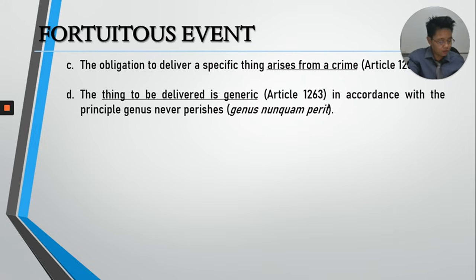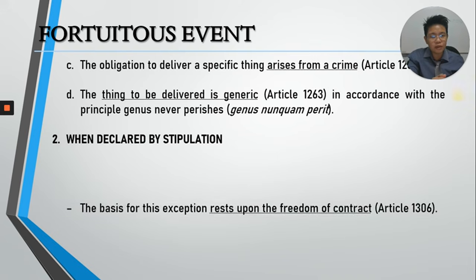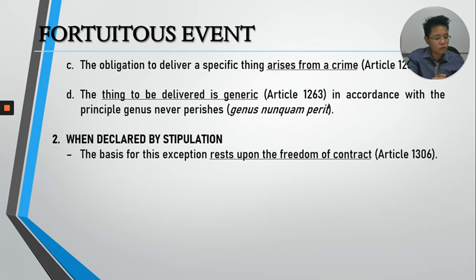So, number 2, when declared by stipulation. So, yung basis here for exception is because of the stipulation of the parties. So, yung parties, they agree that even if the loss is because of a fortuitous event, the debtor is still liable. Kahit fortuitous event, mawala yung object na yan, liable ka pa rin. Yun ang stipulation. So, that will prevail among the parties.